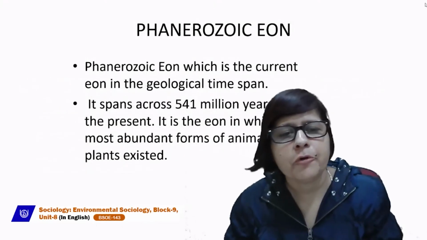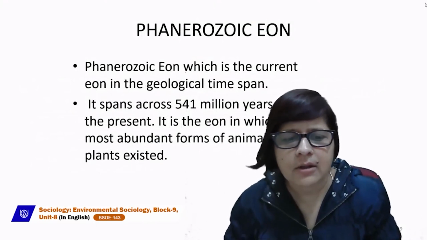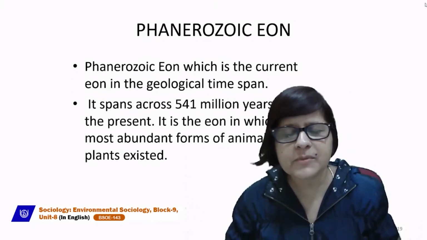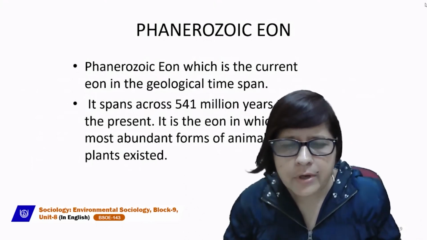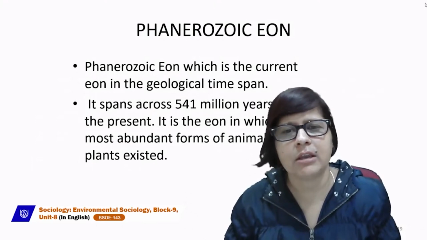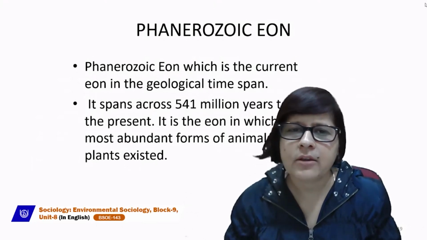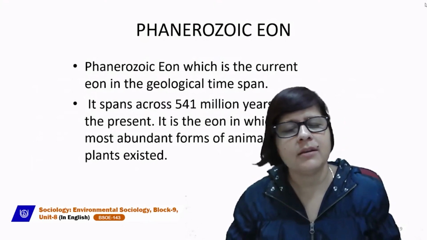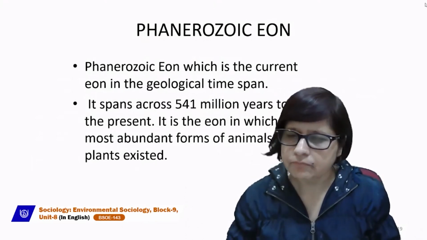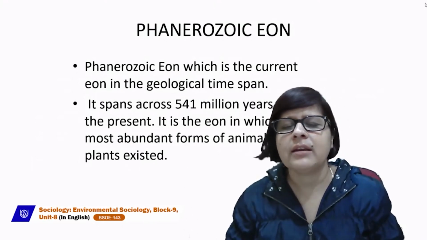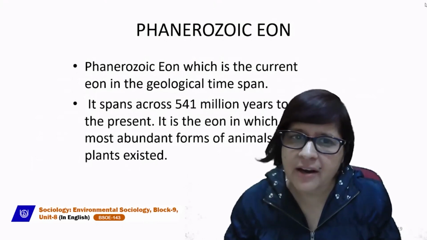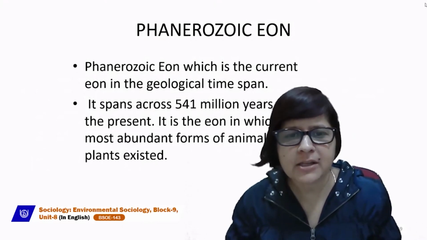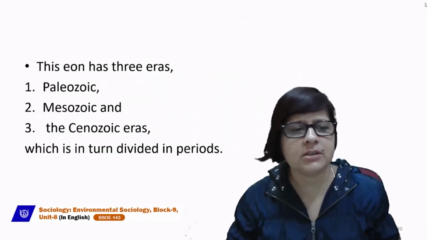Then comes the fourth one, the Phanerozoic eon. The Phanerozoic eon is the current eon of the geological time span. Now we are living in the Phanerozoic eon, and this eon spans from 541 million years ago to the present. During this eon, abundant forms of animals and plants existed, because today we can see the various forms of plants and animals.